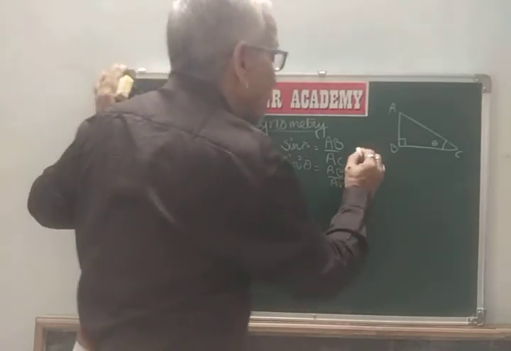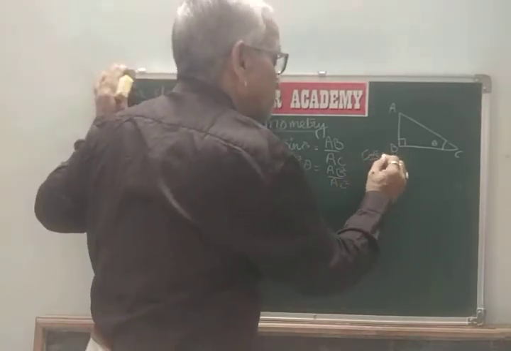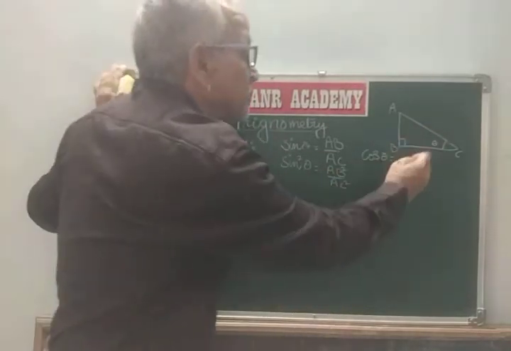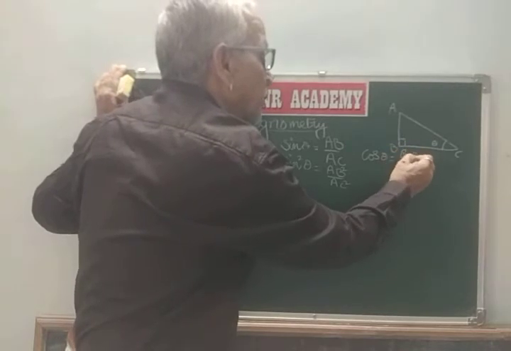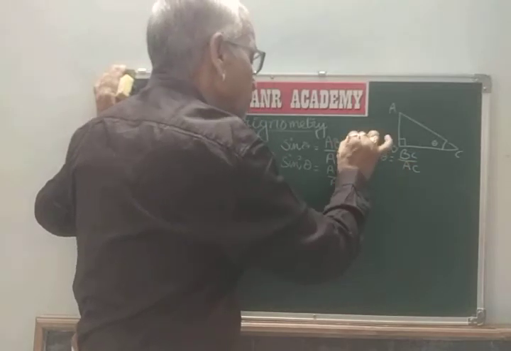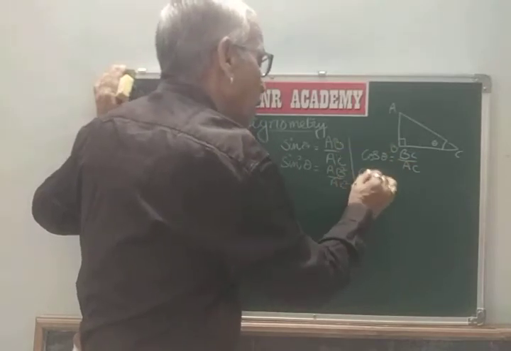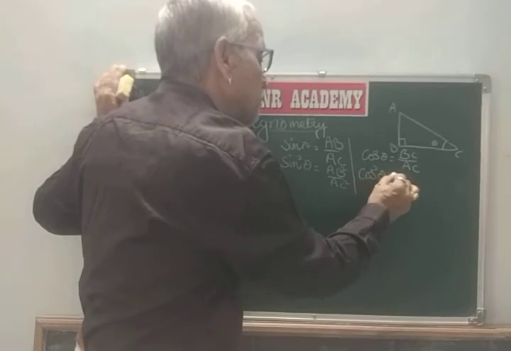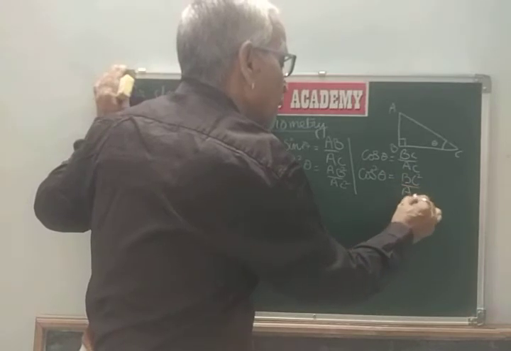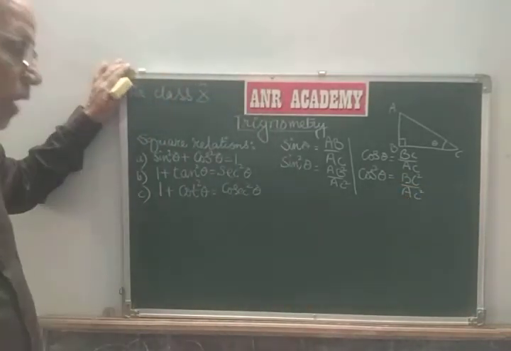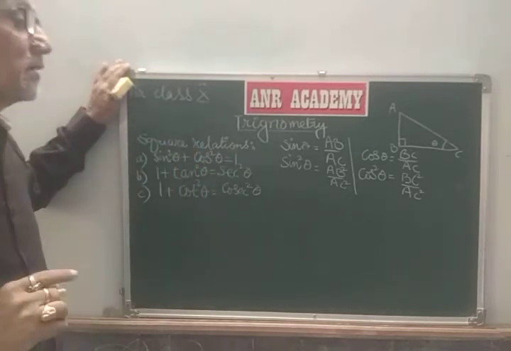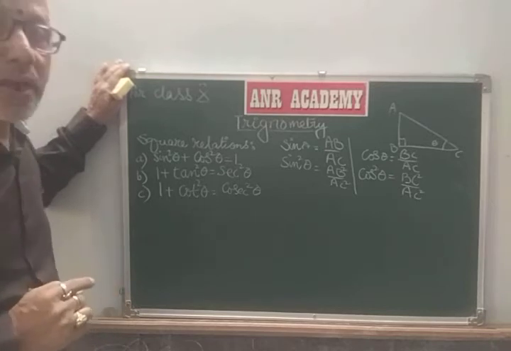Now, what is cos theta? According to this angle theta, the adjacent side is BC, so cos theta is BC by hypotenuse AC. In the same way, cos square theta is equal to BC square by AC square. Now what do we have to prove? Sin square theta plus cos square theta is equal to 1.